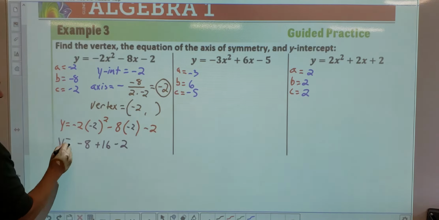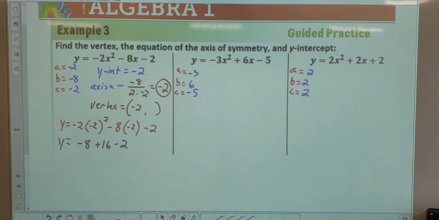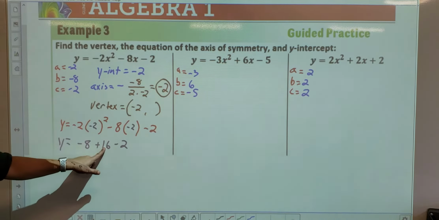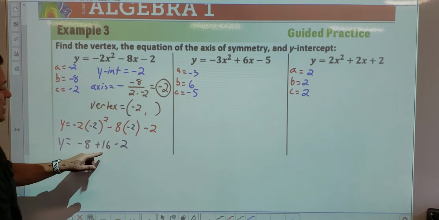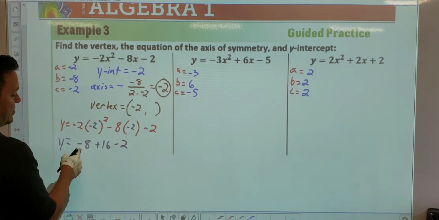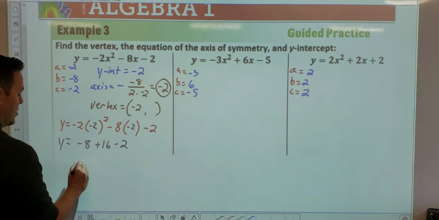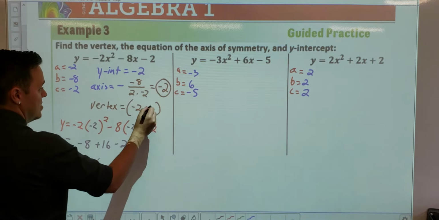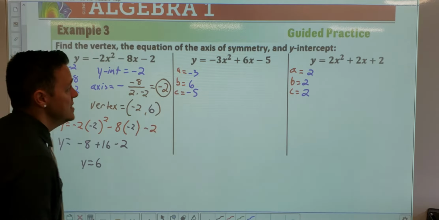So make sure that you guys have your signs as you're going through this thing and set up. So I know -8, 16 is a +8. And then 8 minus 2 would be a 6. So, or it'd be -2 and -8 is 10. Go from there. So y is 6. So there's my vertex.